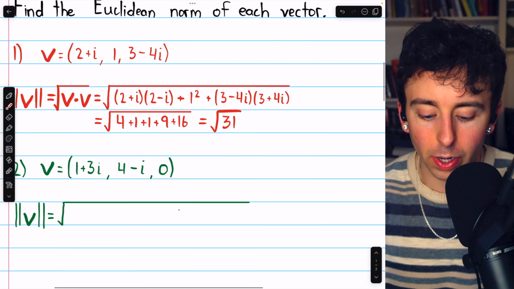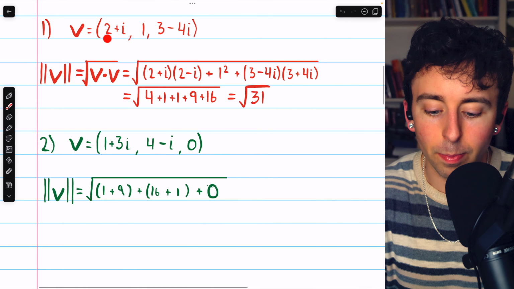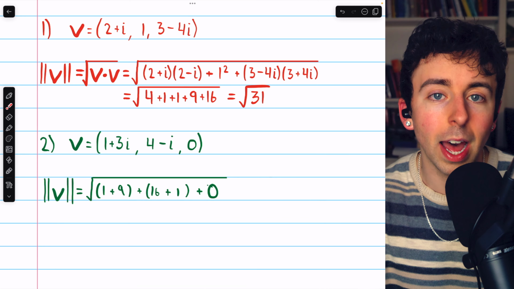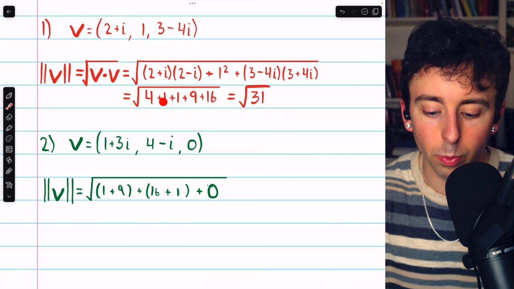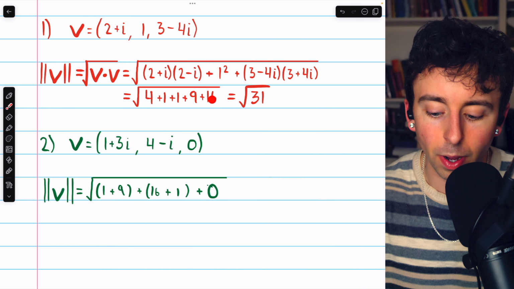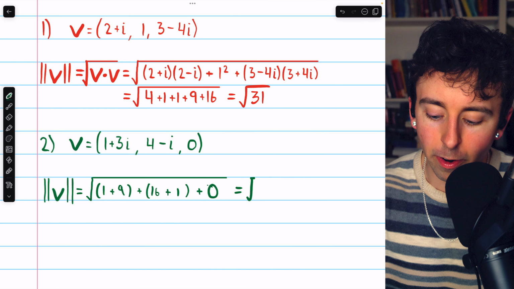So the magnitude of the first component squared is just 1 squared, which is 1, plus 3 squared, which is 9. Then the magnitude of the next component squared would be 4 squared, which is 16, plus negative 1 squared, which is 1. Negative 1 is coming from that coefficient of i. And then the magnitude squared of that last term is 0 squared, or just 0.